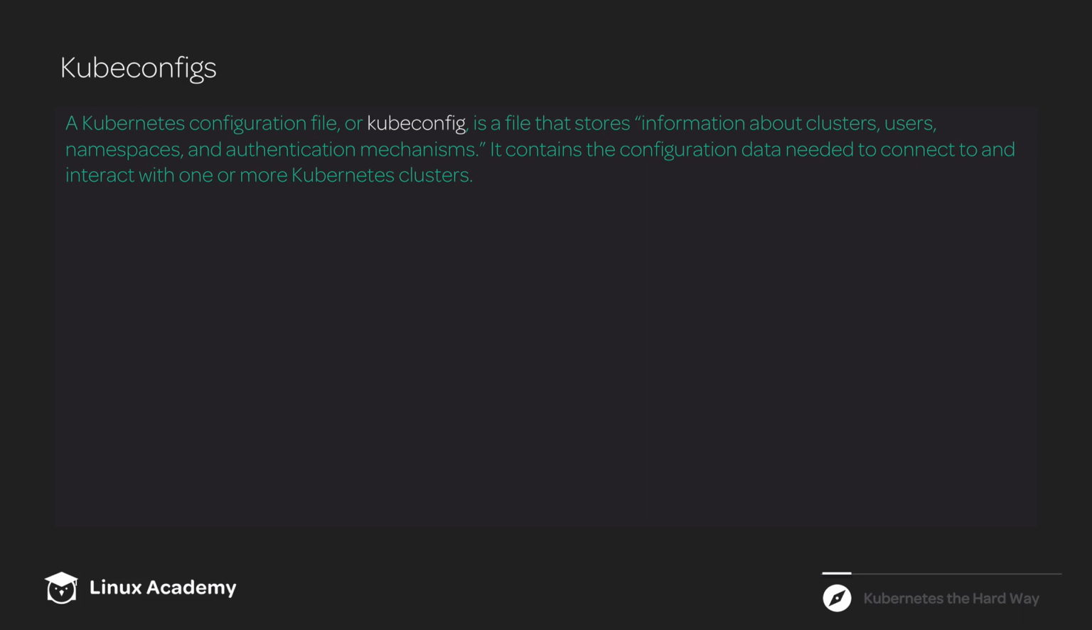So if I want to connect to a Kubernetes cluster, I need to know where the cluster is located, what user I'm going to use to authenticate, as well as any other additional information like client certificates that I need in order to successfully authenticate. And a kubeconfig file contains all that information.